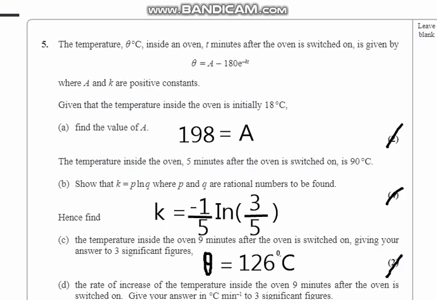C part done. The last part of the 5th question says that the rate of increase of the temperature inside the oven 9 minutes after the oven is switched on. Give your answer in degrees per minute, to the power minus 1, to 3 sig figures.